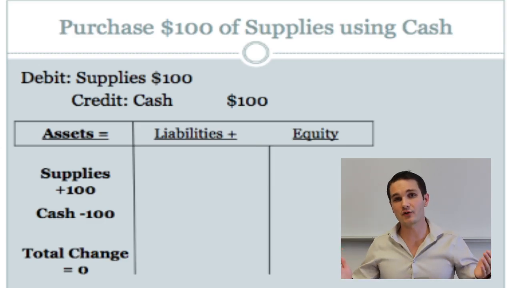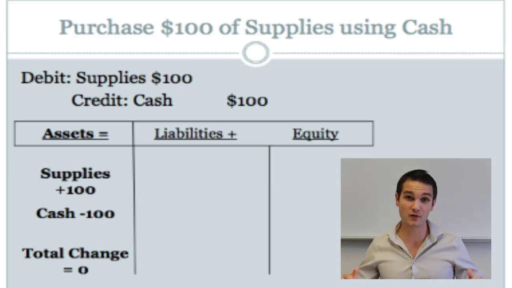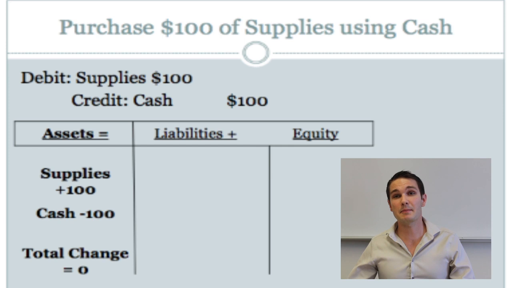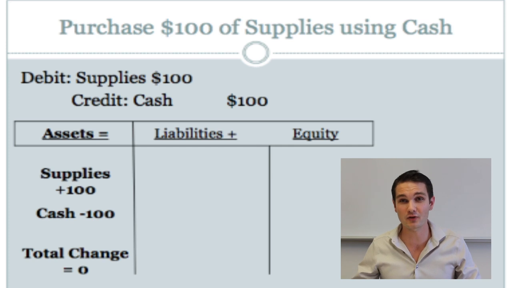To record this journal entry, we need to debit supplies for $100. This is because supplies are an asset with a normal balance of a debit. The debit of $100 to supplies increases the supplies account by $100. The credit would be $100 to cash. Cash is an asset with a debit normal balance. Therefore, a credit will decrease the cash account.